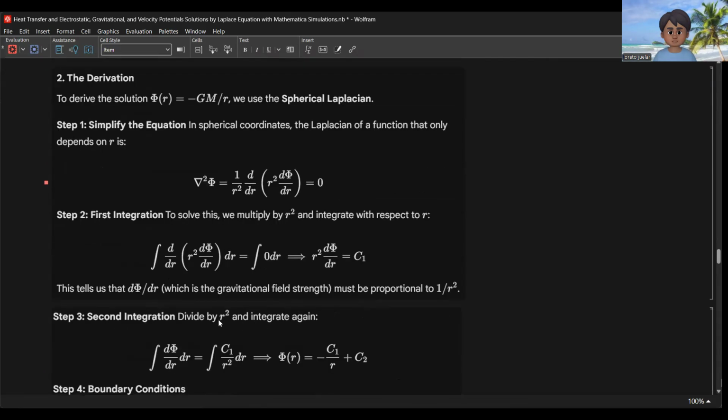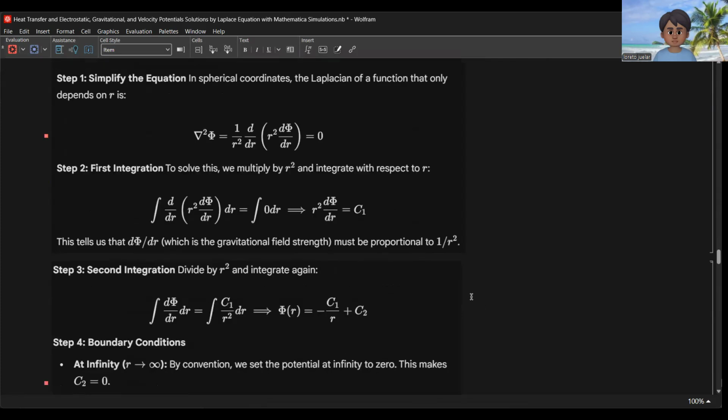So this tells us that the derivative of the potential with respect to R, which is the gravitational field strength, must be proportional to 1 over R squared. So the second integration here, divide by R squared. So we have the solution, the potential as a function of R is equal to negative C1 over R plus C sub 2.